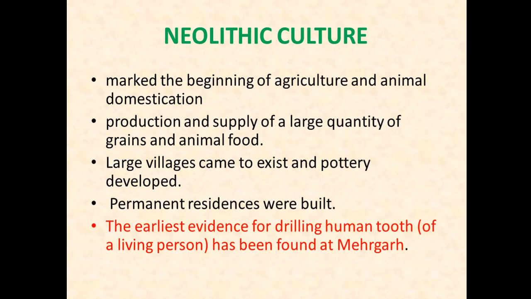Next, the major part, it is Neolithic culture, and this marked the beginning of agriculture and animal domestication. Production and supply of a large quantity of grains and animal food began during this period, and large villages came into existence and pottery developed. People began to live in a permanent place, that is, permanent residences were built during the Neolithic period.